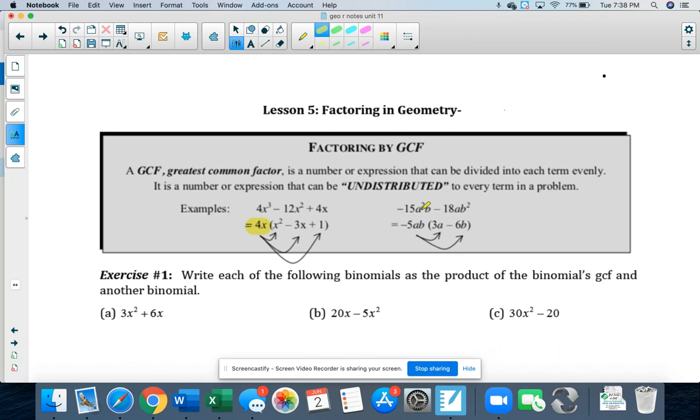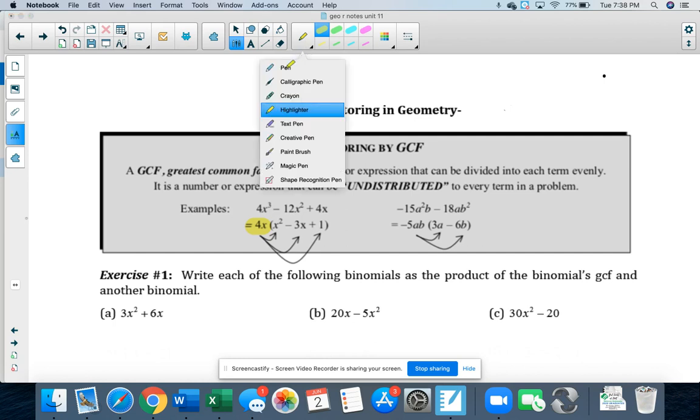Same thing with this second example, negative 15a squared b minus 18ab squared. So I look at the numbers first. What number can go into negative 15 and negative 18? And then I'm looking at the letters that are there. I'm just looking at this, and there's a mistake in that. So let's fix this up.